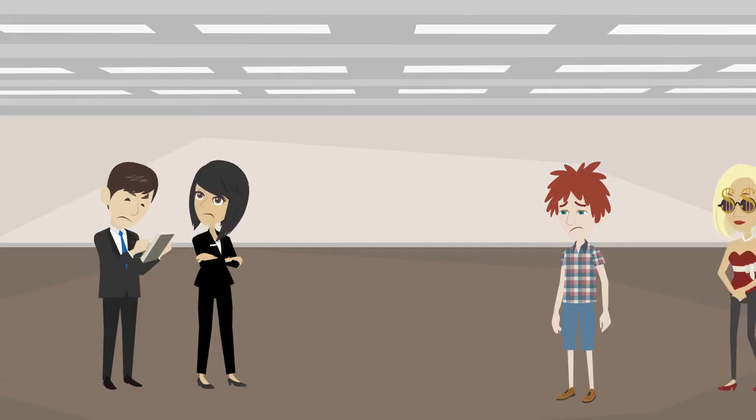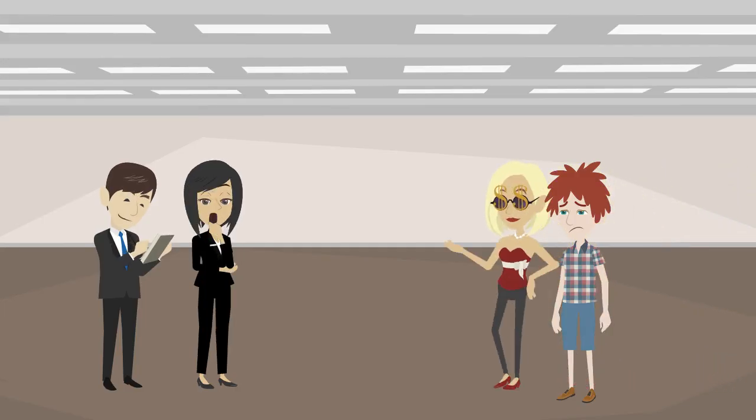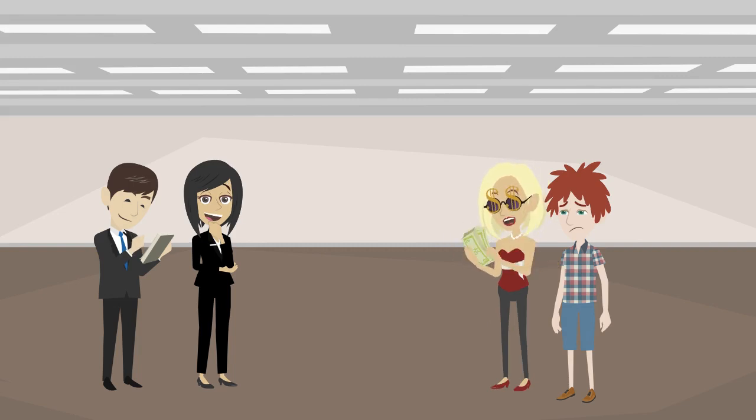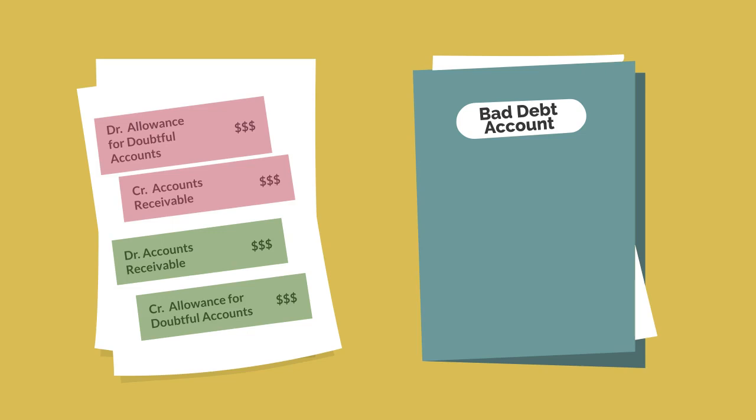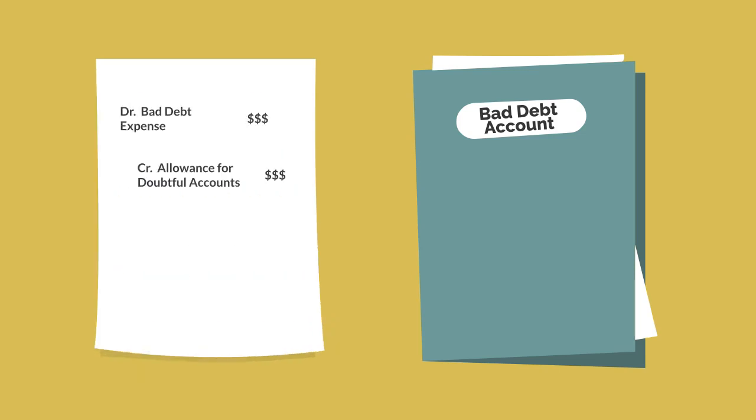But sometimes we do get lucky, and debts we've previously written off become collectible again. In this case, we reverse the journal entry used to write off their account by crediting ADA and debiting accounts receivable for the amount recovered, and then record the amount we collected as if nothing happened.